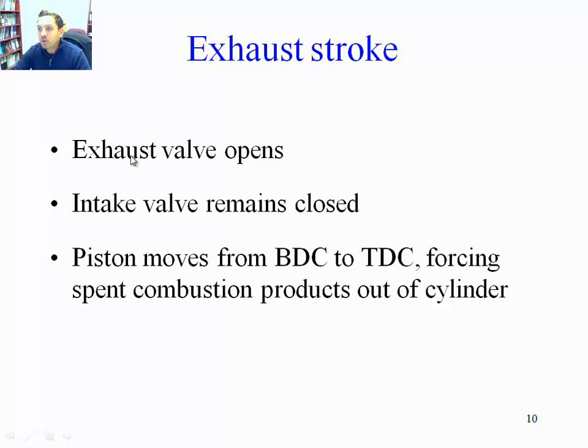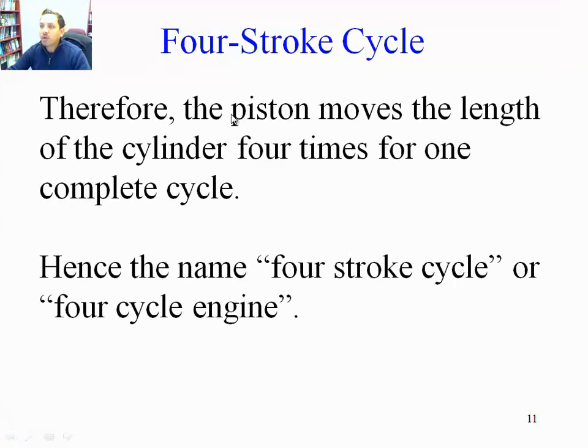The exhaust stroke is with the exhaust valve open. As the piston moves up, it pushes all the combustion gases, all the remnants, out of the cylinder. The intake valve remains closed. The piston moves from the bottom dead center to the top dead center, forcing spent combustion products out of the cylinder. So therefore, the piston moves the length of the cylinder 4 times for one complete cycle, hence the name 4-stroke cycle or 4-cycle engine.